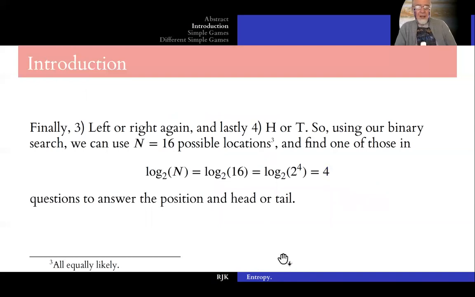So the sequence of questions is always to keep searching for half of the information every time. And we have 16 possible locations, and we know that log base 2 of 16 is 4, and that's the number of questions that you can use to answer the position and heads or tails in the result. You can prove that 4 questions is all you need ever, even though there are 16 possible results. You can use 4 questions to get the position and head or tail for any of those cases.